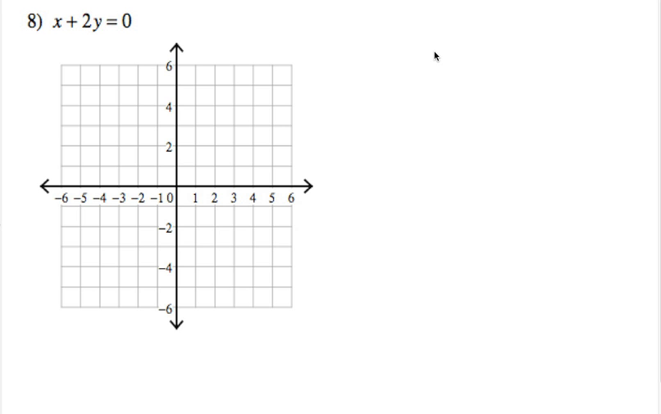Ms. Clark suggested that I review this problem from the homework, or the classwork, excuse me, and I thought that was a good idea. So I'm going to do that now. And so you'll remember I'm going to put 0 in for x.